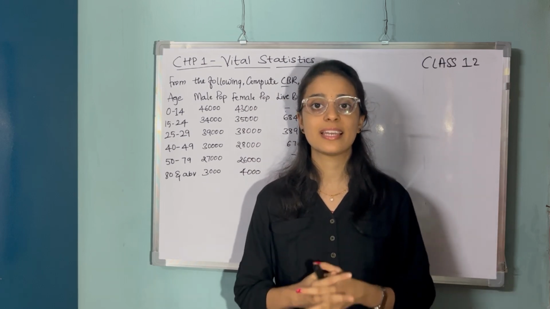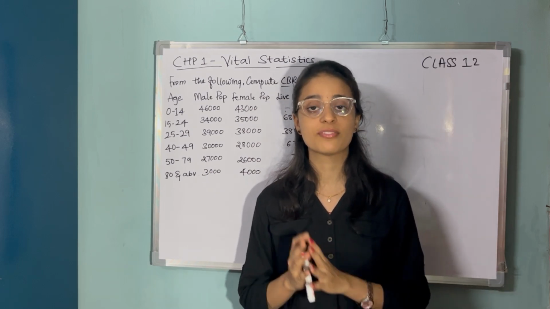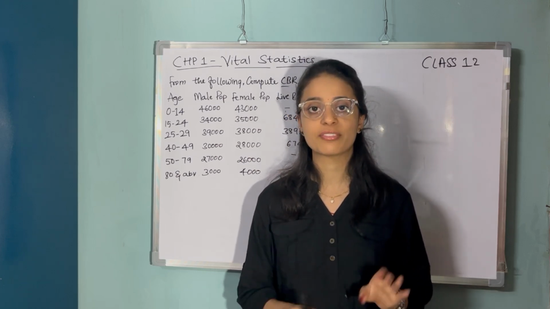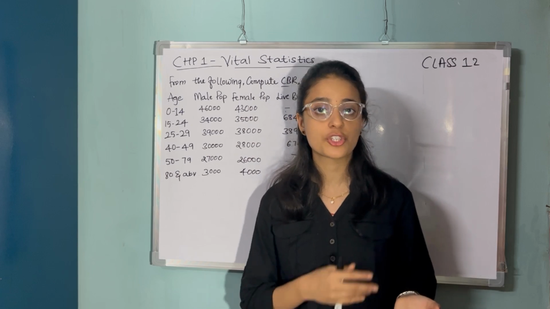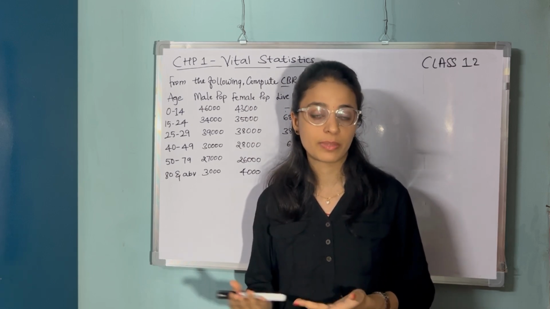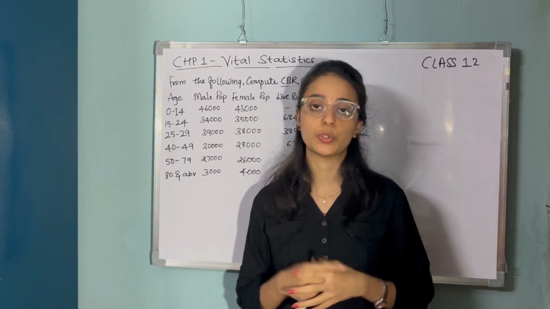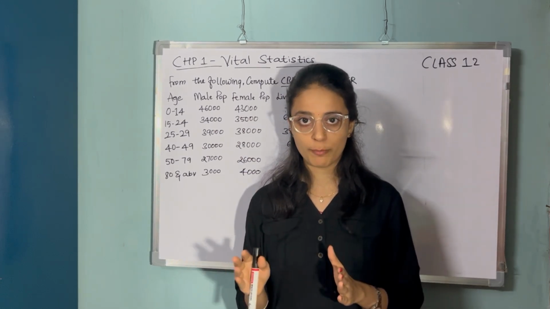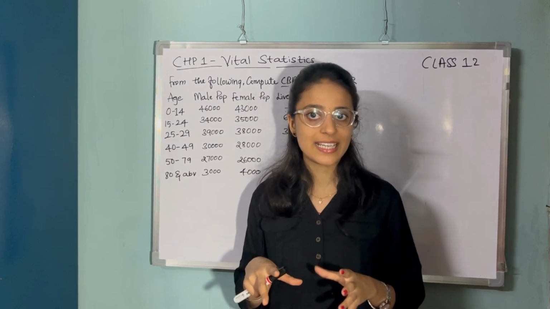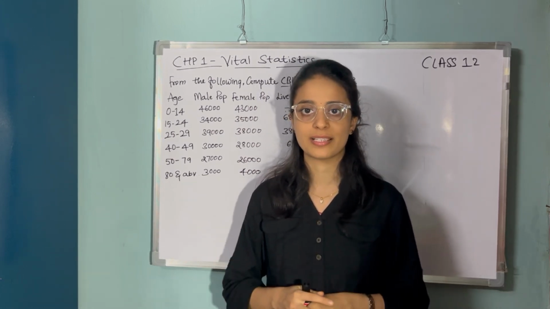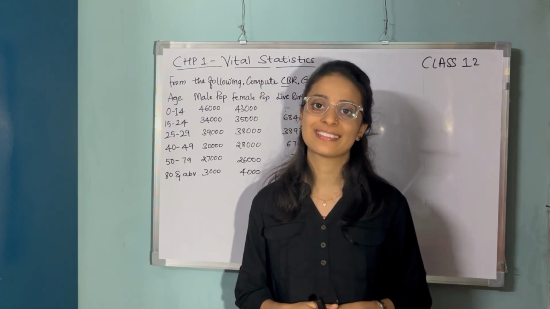So today we are studying chapter 1 of class 12, Statistics, Vital Statistics. So far in this chapter we have covered measurement of population and everything about fertility. If you have missed this video, I'm attaching the link in the description box, please go through it. Today we will look into a problem which involves all fertility rates, and then we will look into our next concept, reproduction rates. So let's get started.